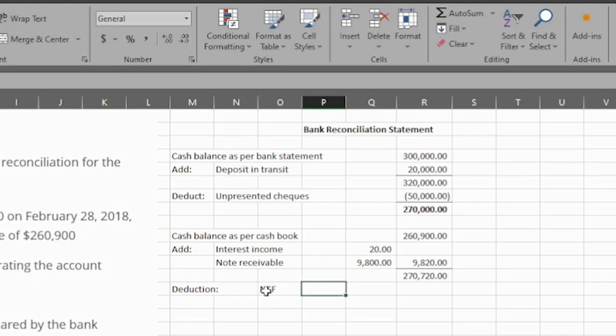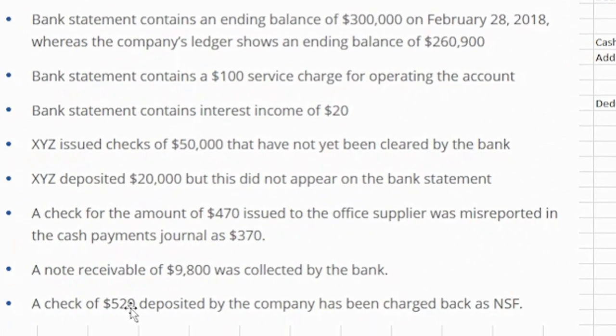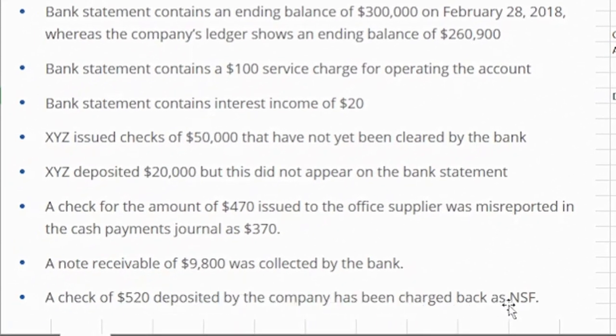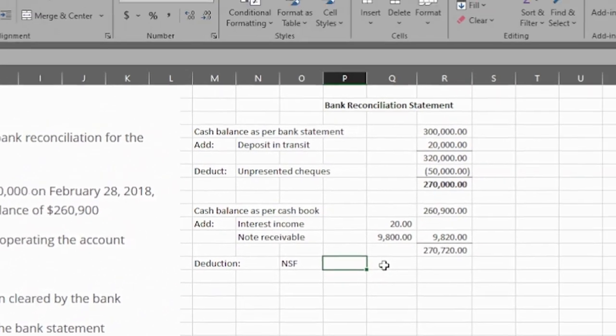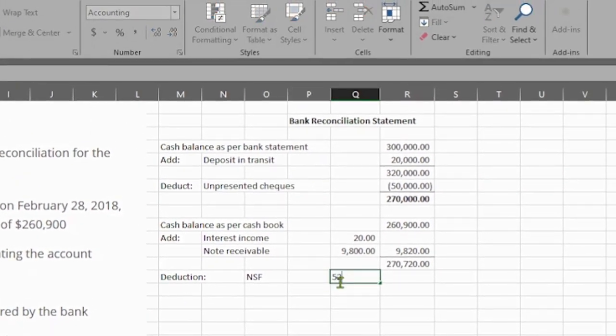We know that the bank has debited us later for that amount, and we are not aware of it. So this check of 520 deposited by the bank has been charged back as NSF. So we need to remove that 520 from our books, like so.